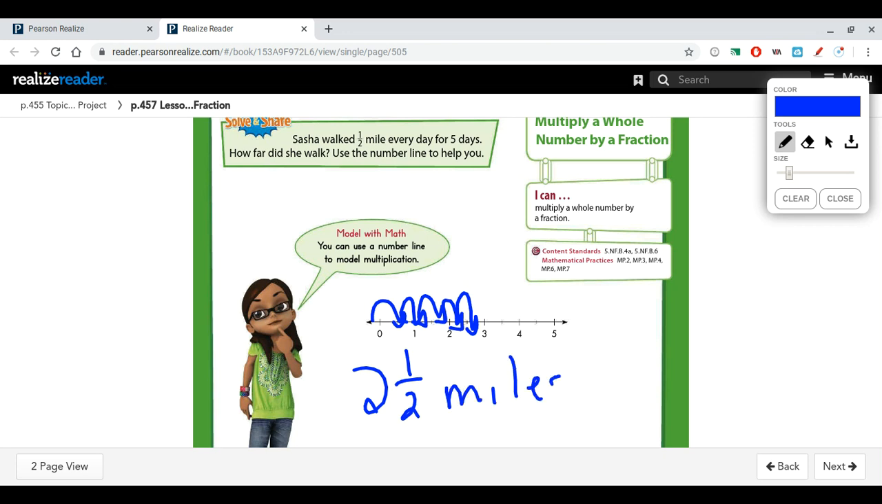So that's one way that I can do it using a number line: I can just start at 0 and then I can just add on a half each day to represent it. And so the number line, if we look back, it says, how does using a model help us to multiply a whole number by a fraction? It allows us to see how we combined those equal parts. So each day we just added on another 1/2 mile.